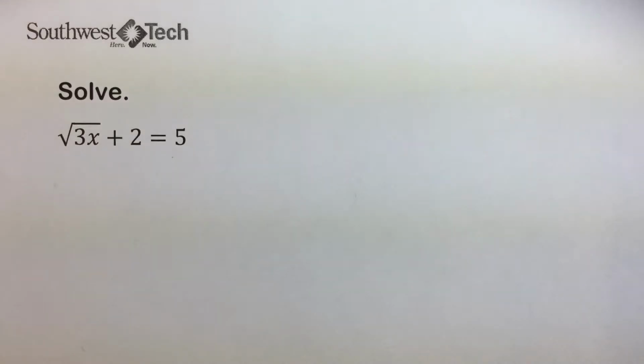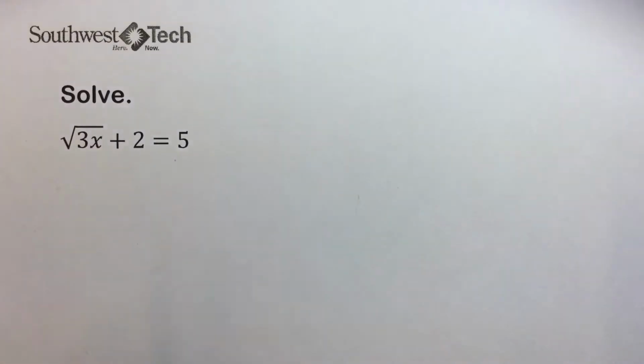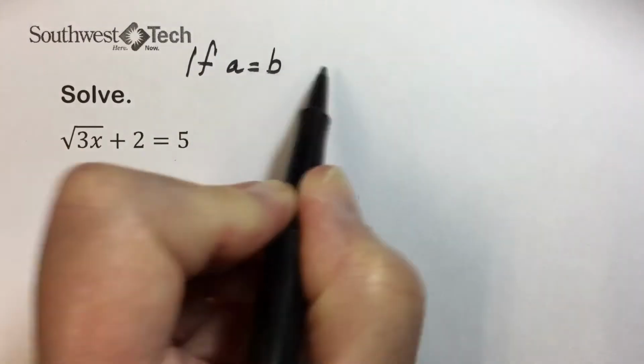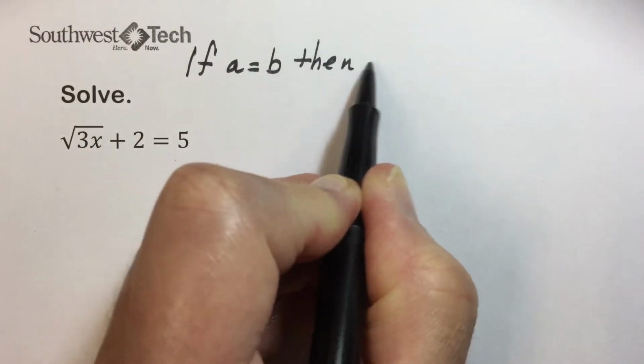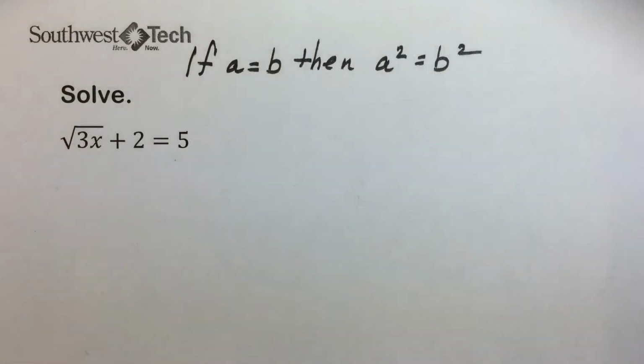An equation in which a variable appears in a radicand is called a radical equation. And here we have an example of a radical equation that they're asking us to solve. To do so, we'll use a new equation solving principle called the principle of squaring. And the principle of squaring states if a equals b, then a squared equals b squared.